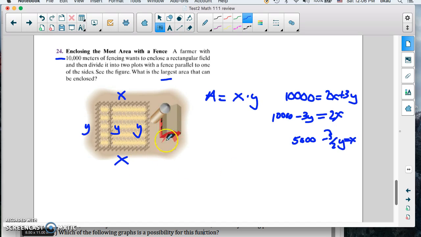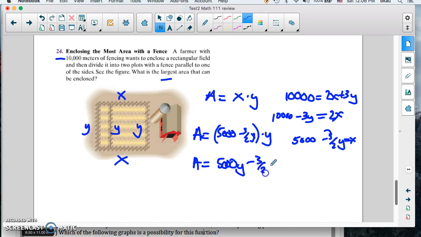Alright, now I'm going to substitute that back in here for my y, or for my x. So I'm going to have 5,000 minus 3 halves y times y. So my area is going to be 5,000 y minus 3 halves y squared. And if I wrote that in standard form, it'd be negative 3 halves y squared plus 5,000 y.